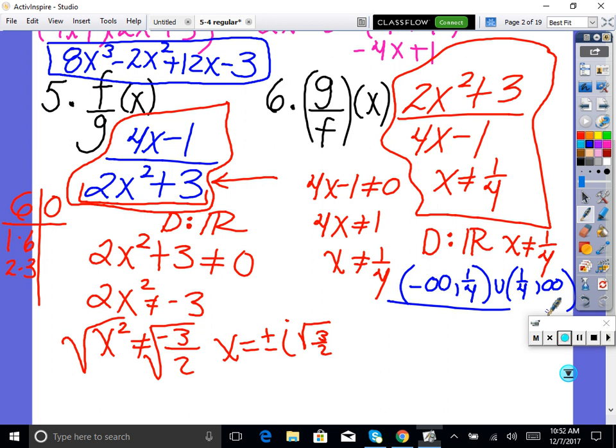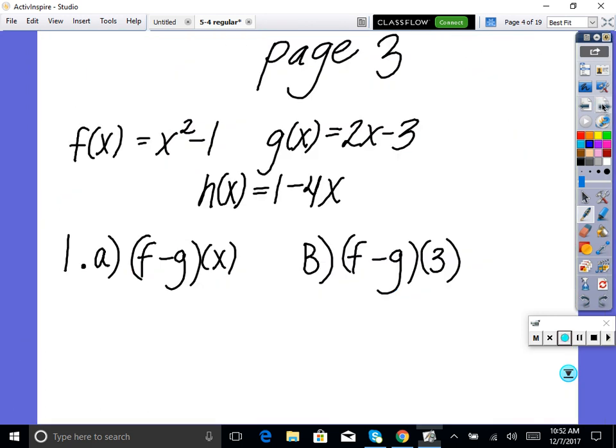Here we go. Does everybody kind of get it? Okay, cool. Okay, let's go to page 3. Flip over to page 3. I'm about to let you work all by yourself. I pinky promise. You guys are doing good. Stay with me for just one more example here.